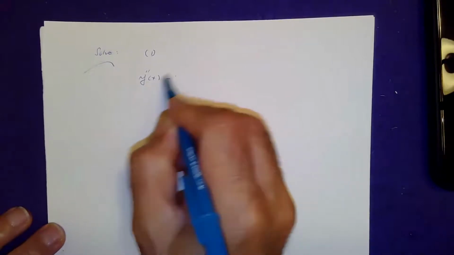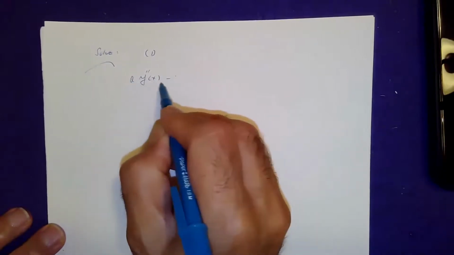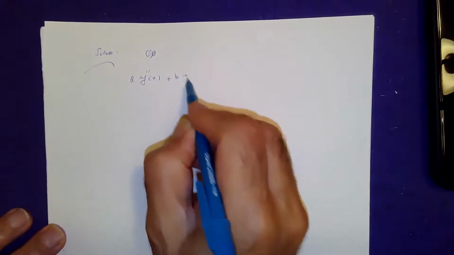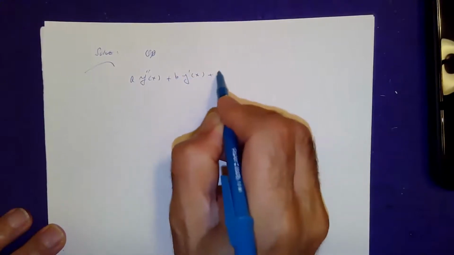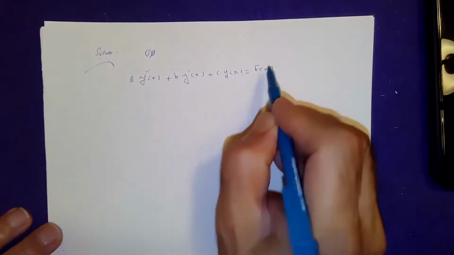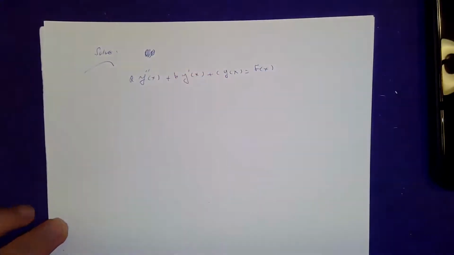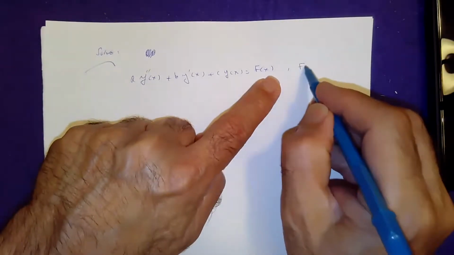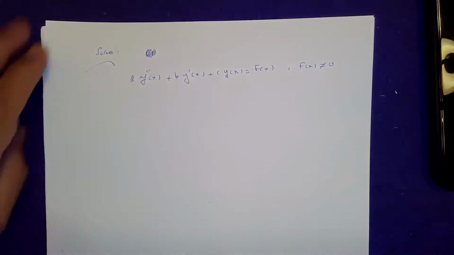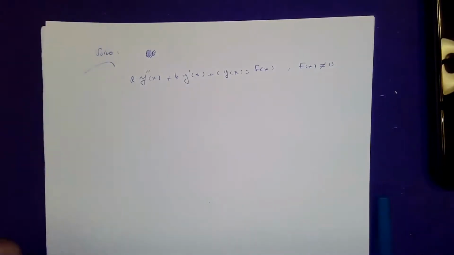So, the idea is this. y double prime plus b y prime plus c y of x is equal to f of x. So these are non-homogeneous differential equations. Let's start with second order, then we can raise the order to whatever the order our heart desires. But let's start with second.